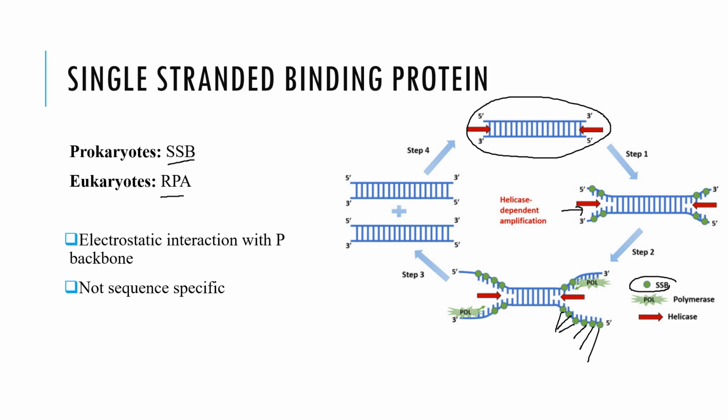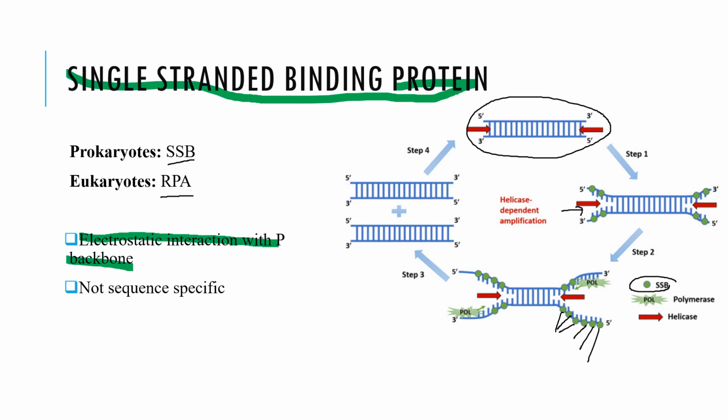There is one more thing that is very important. Single stranded binding protein has two important properties. One is that the electrostatic interaction is present with the phosphate backbone. The electrostatic interaction is a weak interaction, that can be the van der Waals interaction or hydrophobic interaction.